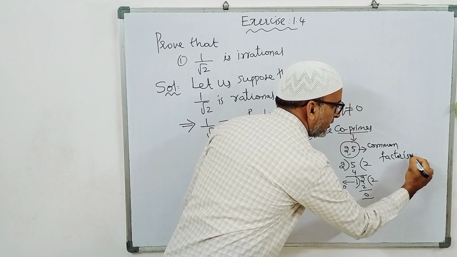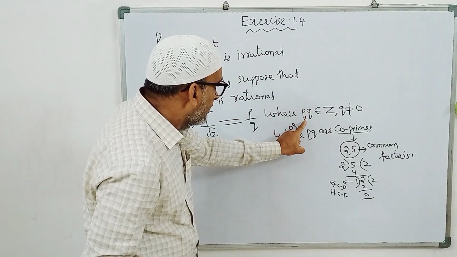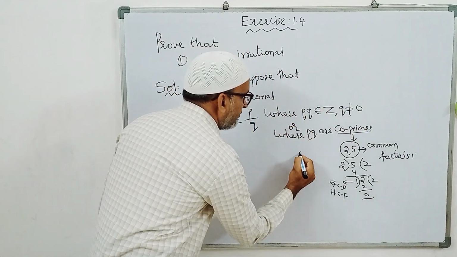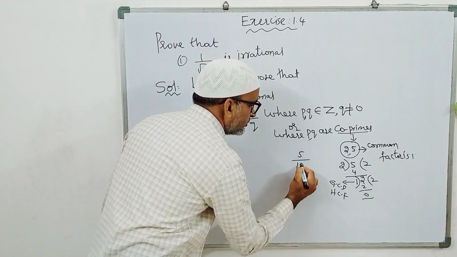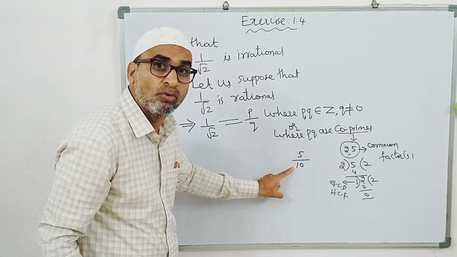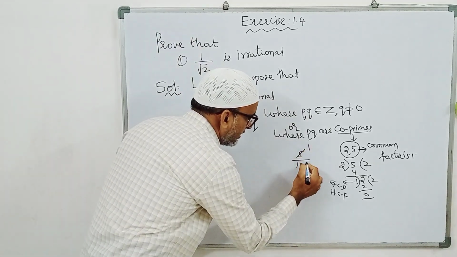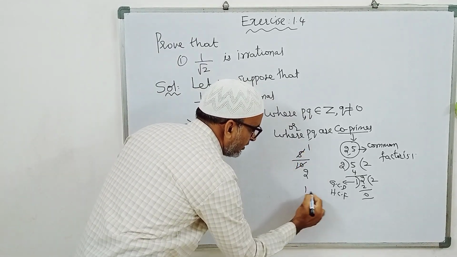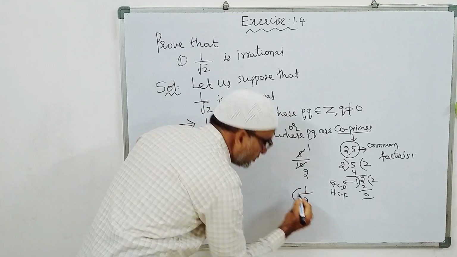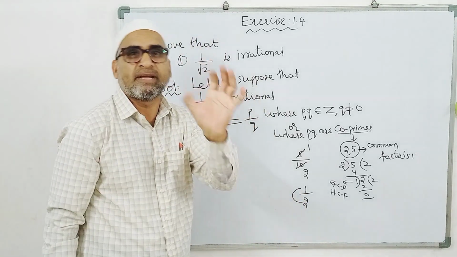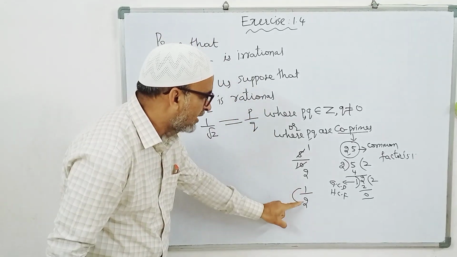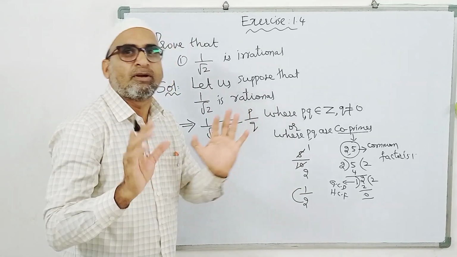Here p, q belongs to Z means suppose I am taking 5 by 10. This is in the form of p by q, but here cancellation possibility will be there. 5 1s are 5, 5 2s are 10. So what is left now? 1 by 2. Now you check these two numbers, they will become co-primes. Why? Because 1 and 2 will have common factor 1 only.